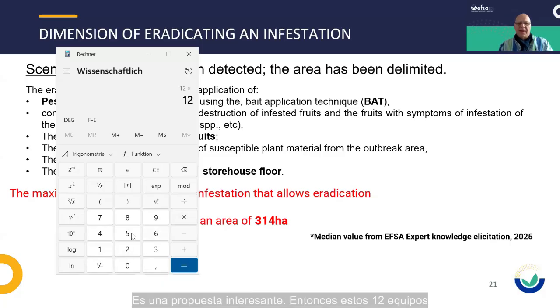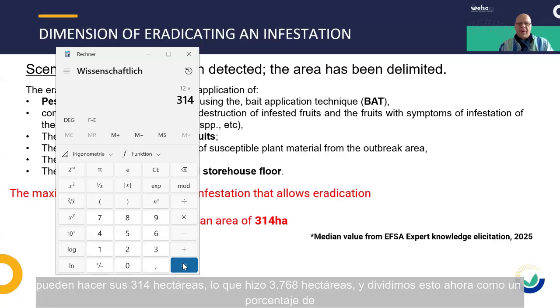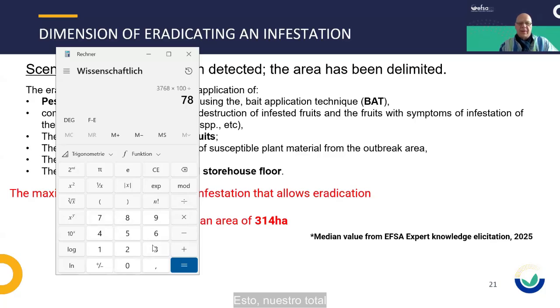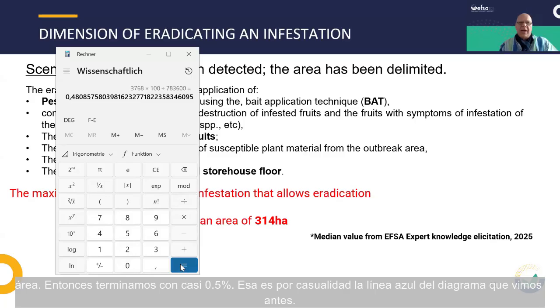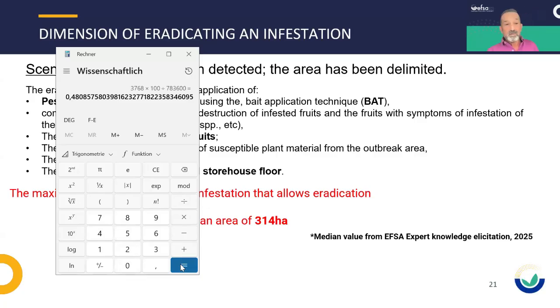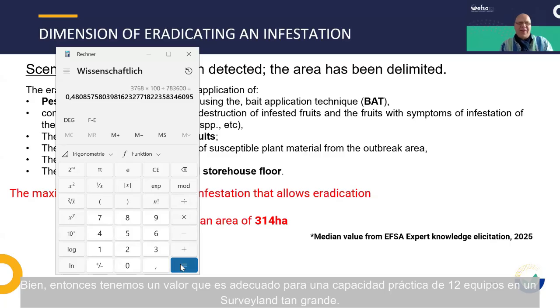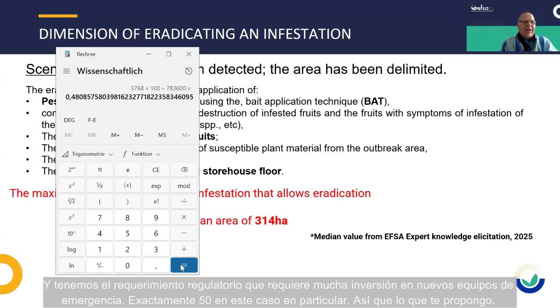That's an interesting proposal. Then these 12 can do their 314 hectare, which makes 3,768 hectare. And we make it a percentage of our total area. Then we end up with nearly 0.5%. That's by chance the blue line of the diagram I saw before. Okay, so we have a value which is adequate for a practical capacity of 12 teams in such a big survey land. And we have the regulatory requirement that requires a lot of investment in new emergency teams, exactly 50 in this particular case.